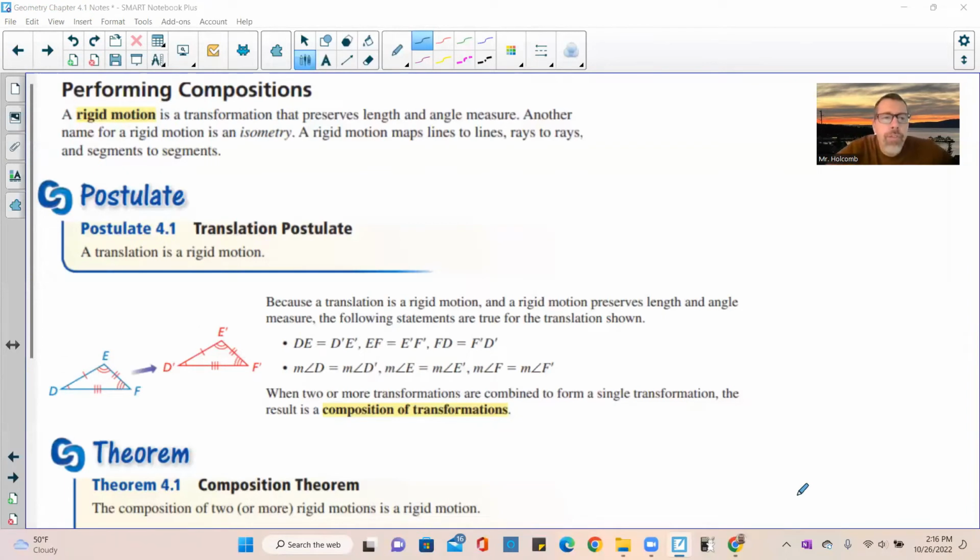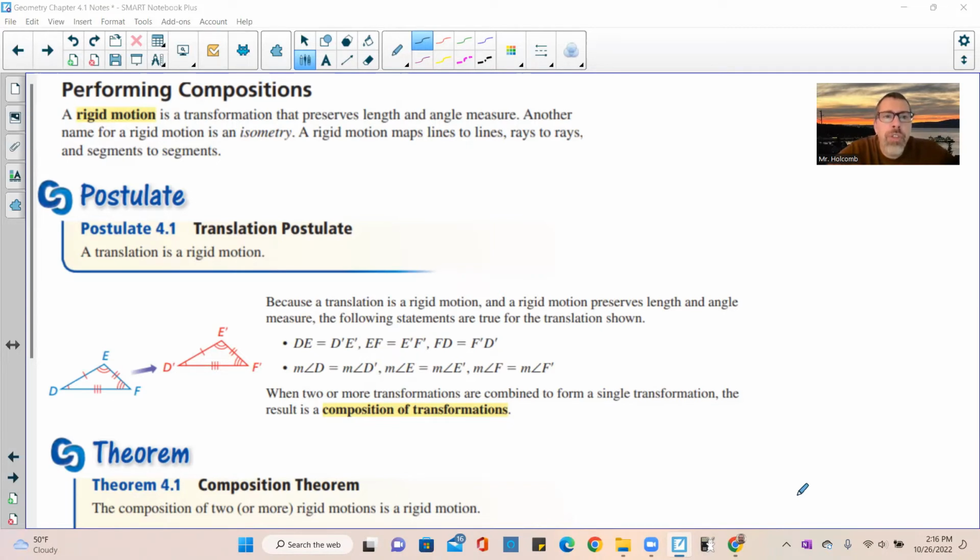Okay, another bit of postulate and theorem timeout. So it says performing compositions. A rigid motion is a transformation that preserves length and angle measure. So if you're preserving the length of all the sides and the measures of all the angles, the image will be the same size and shape, or congruent, to the pre-image.